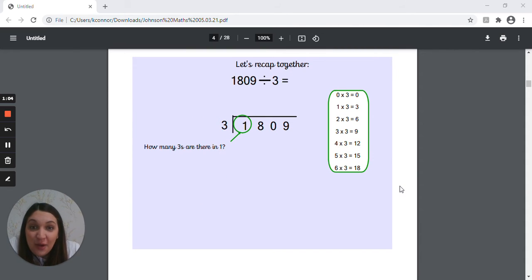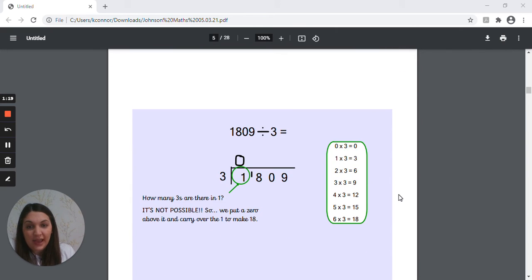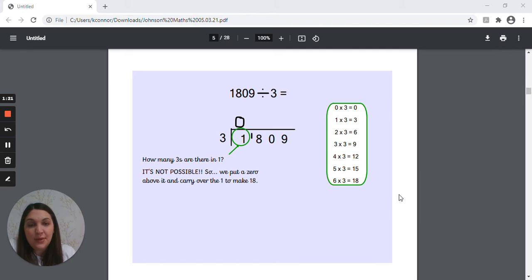Okay, so let's recap together with this example. We've got 1,809 divided by 3. So you would lay it out like this, and then you would work through it each number at a time. So for the first one, how many 3s are there in 1? Hopefully you realise there's none. So we would carry that over to the next column.